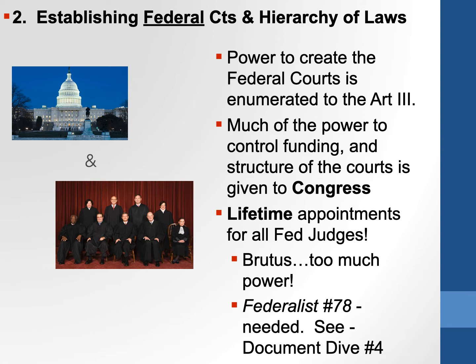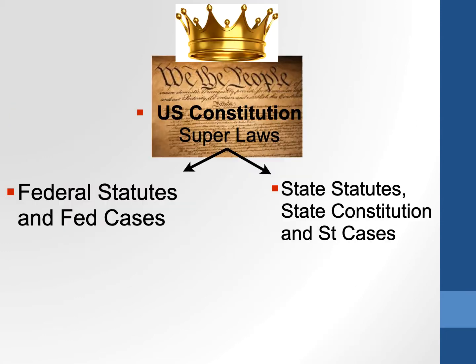The real basics of this slide is the idea of Congress controlling much of what's enumerated to the judiciary. Congress is given a lot of power over them. Lifetime appointments, I'll talk about that here in a second. But I would also go back and look at real quick the answers to document dive number 4. There'll be a number of questions about the Federalist number 78. So make sure you understand those questions that I asked, because you're going to see them on the test.